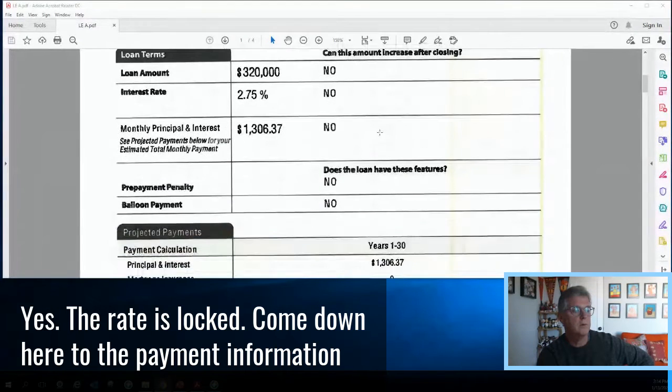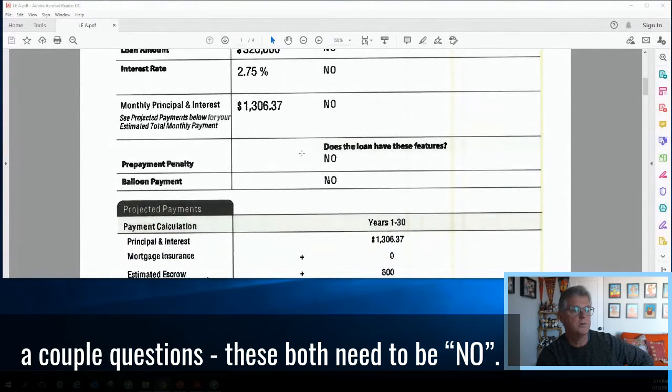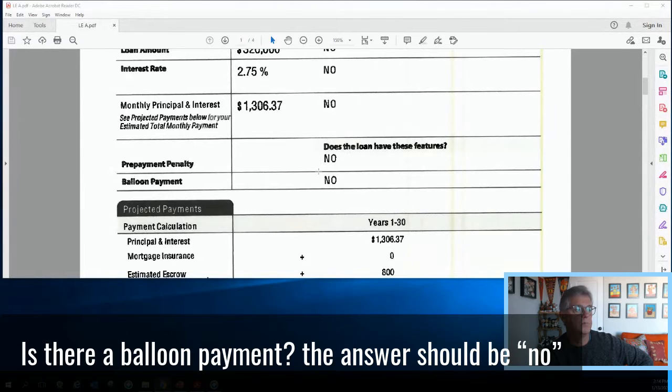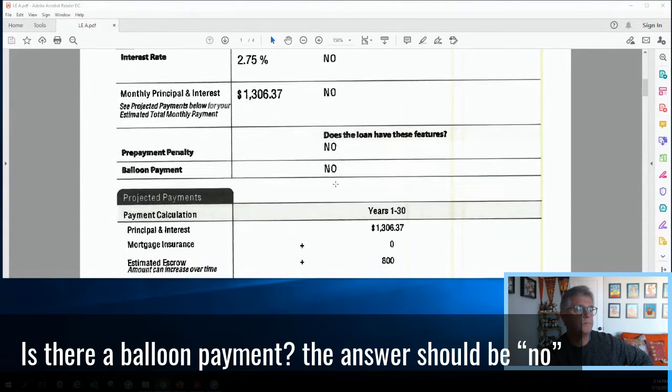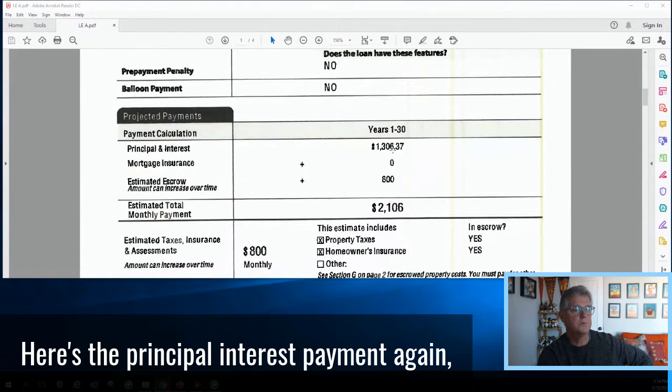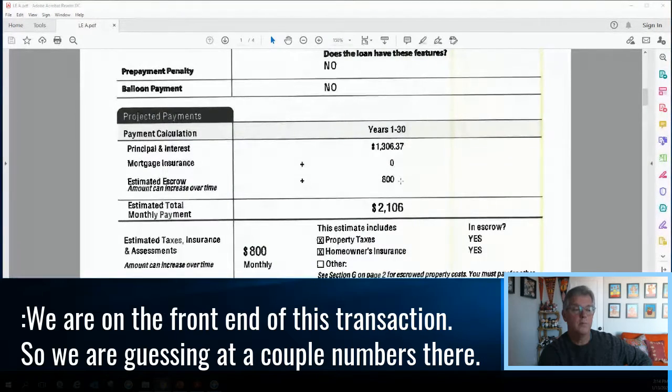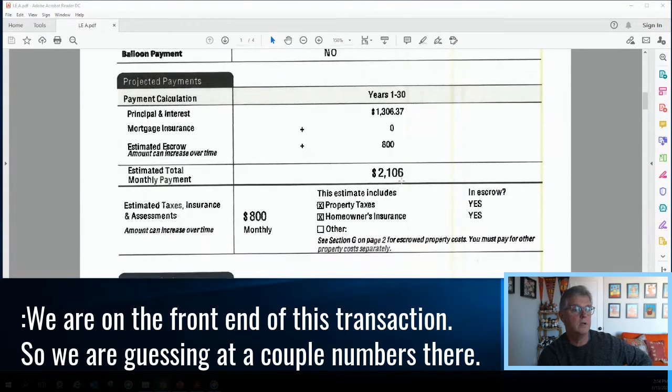Come down here to the payment information. A couple questions. These both need to be no. Is there a prepayment penalty on the loan? Answer should be no. And is there a balloon payment? Answer should be no. Here's the principal and interest payment again, and then here's an estimate of escrow for insurance and tax. Remember, we're on the front end of this transaction, so we are guessing at a couple numbers there.